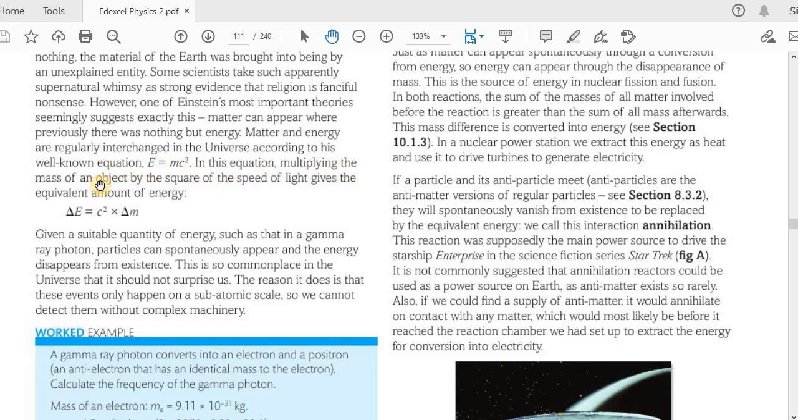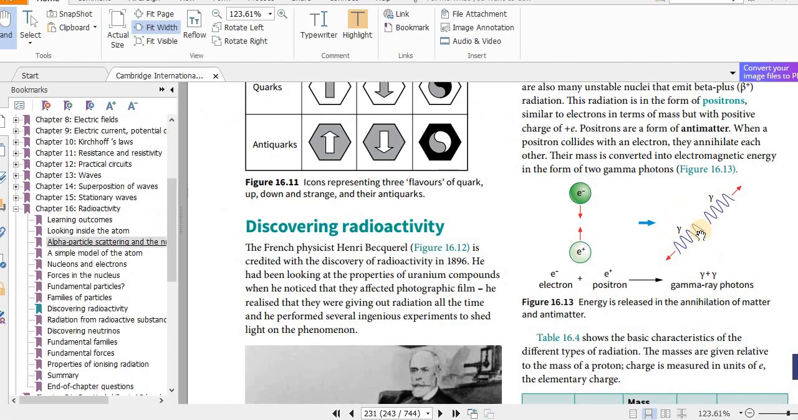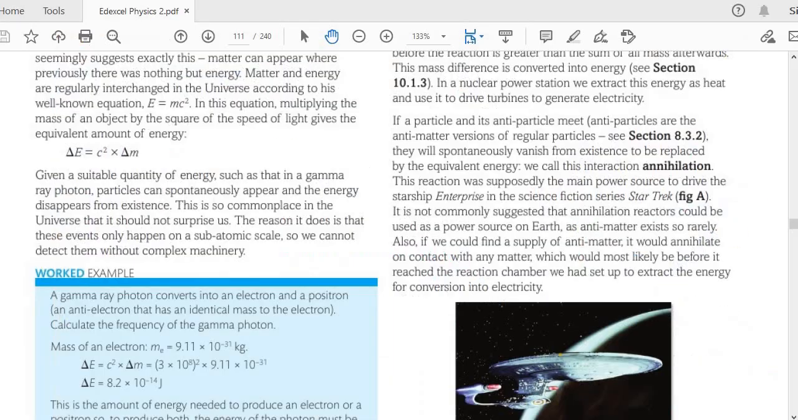In this equation, multiplying the mass of an object by the square of the speed of light gives the equivalent amount of energy. Given a suitable quantity of energy, such as that in a gamma ray photon, particles can spontaneously appear and the energy disappears from existence. So that is what you have here. Suddenly you get this and you don't have the gamma ray photons anymore. So this equation is important. Given a suitable quantity of energy, such as that in a gamma ray photon, particles can suddenly appear, and the energy disappears from existence.